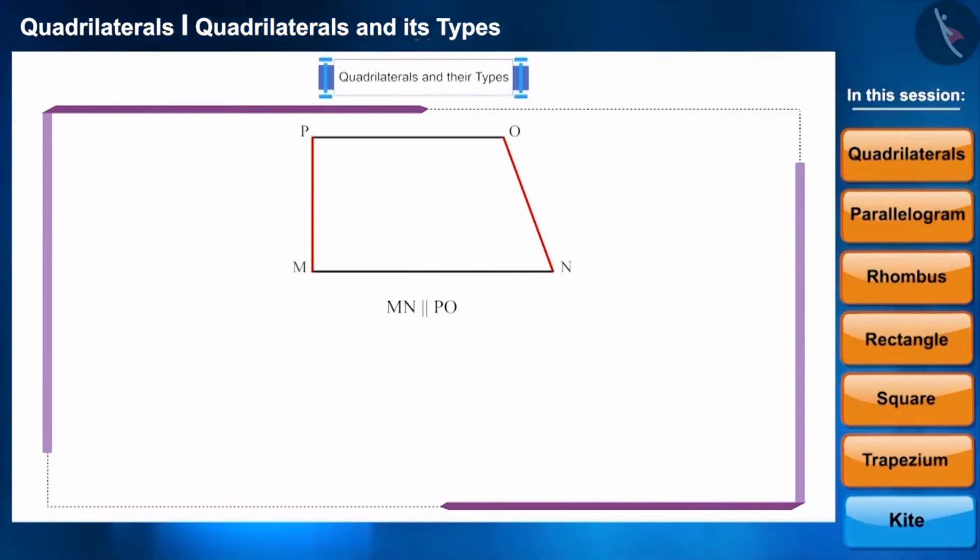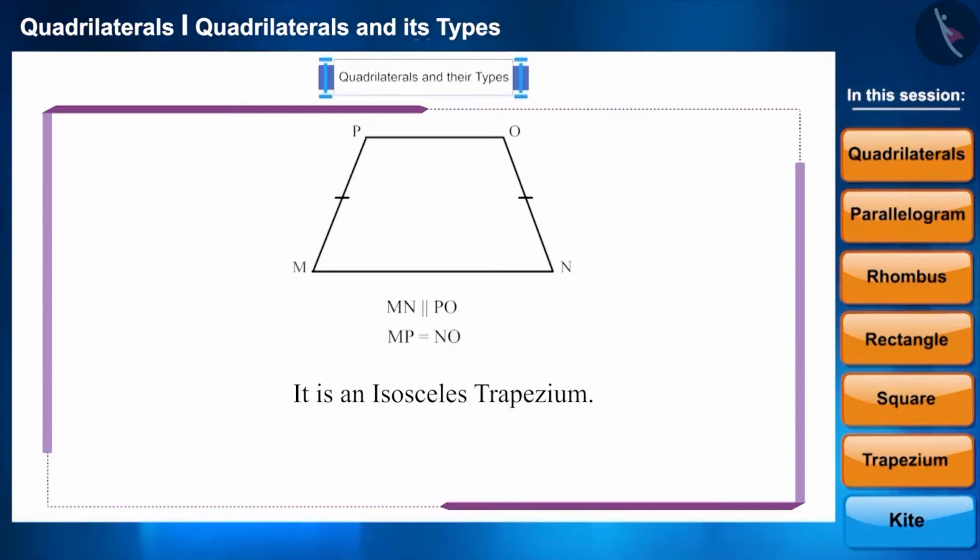Consider the sides which are not parallel. What if they are equal? Such trapeziums are called isosceles trapezium.